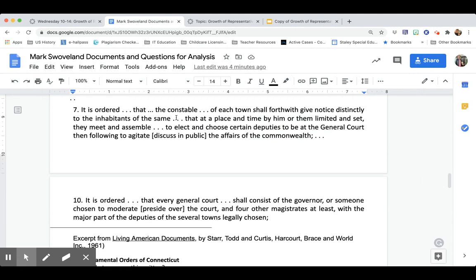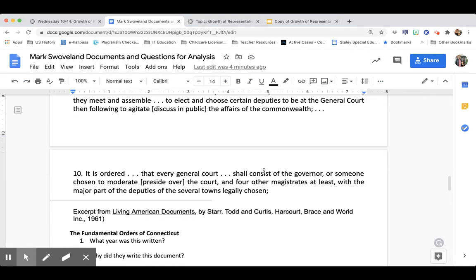It is ordered that the constable of each town shall forthwith give notice distinctly to the inhabitants of the same, that at a place and time by him limited and set, they meet and assemble to elect and choose certain deputies to be at the general court, then following to agitate, discuss in public the affairs of the commonwealth. So the constable is going to call everybody out to have a meeting.